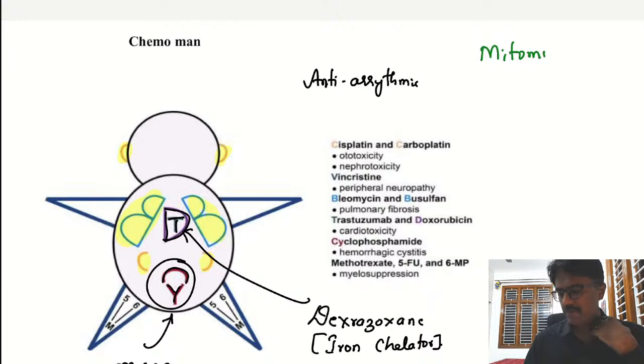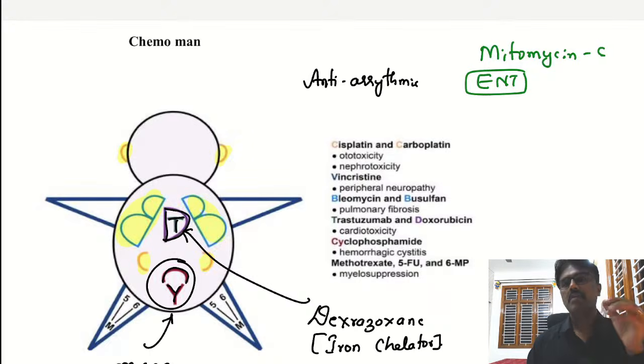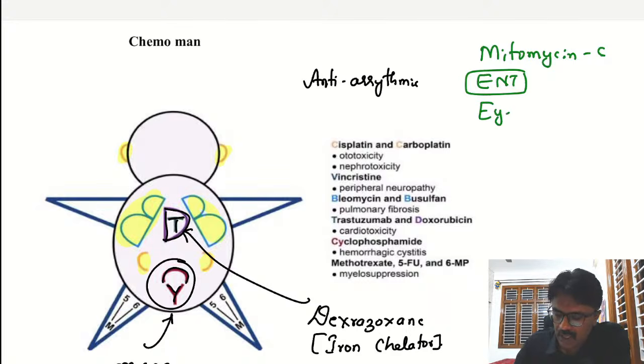And a favorite drug which is tested again and again in anti-cancer drugs is the M drugs, mitomycin. So it is written as mitomycin C, and it is used in ENT practice. Where do you use in ENT? In ENT it is used to prevent nasal stenosis and laryngotracheal stenosis. In eye, it is also used to manage pterygium.